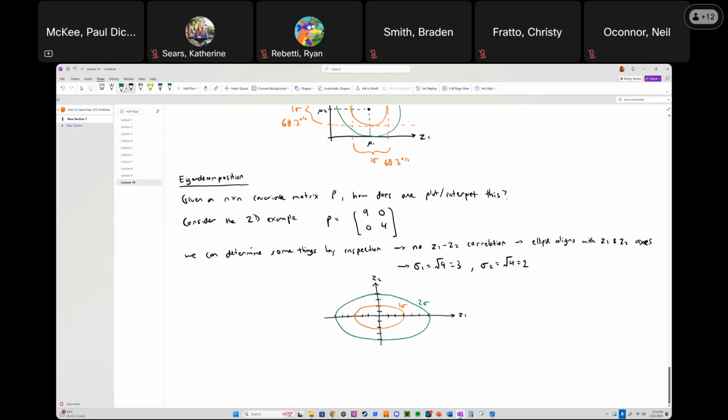Now, this was very straightforward. How do we handle a P matrix with off-diagonal terms? We do eigendecomposition.